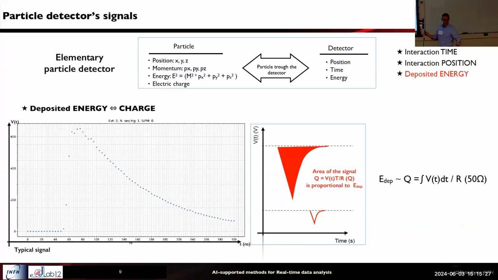Okay, so again, the information that we want to capture from the signal is usually kept in the energy, and the energy is associated with the area of the signal. So you can integrate the signal. This is usually the charge. You have a voltage over time. You integrate and you divide by the resistance. Usually it's a well-defined number, 50 ohm, for most of the signals you're going to use, and the outcome is a charge. A charge is the energy that the detector is depositing, either if it is a tracker or a calorimeter.